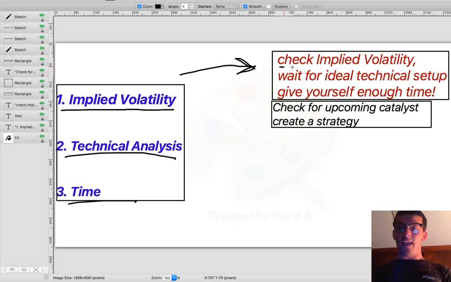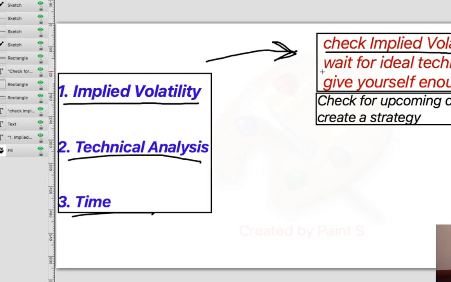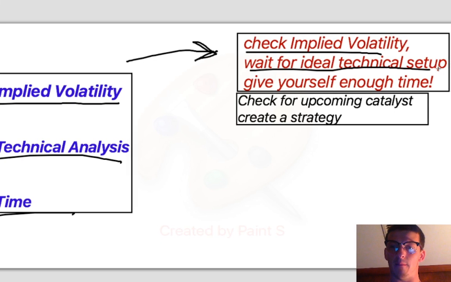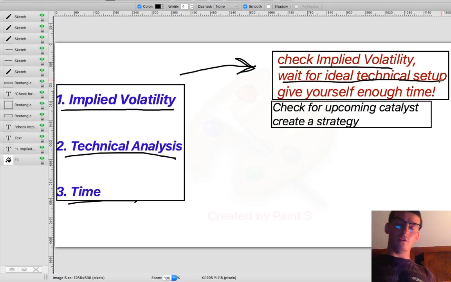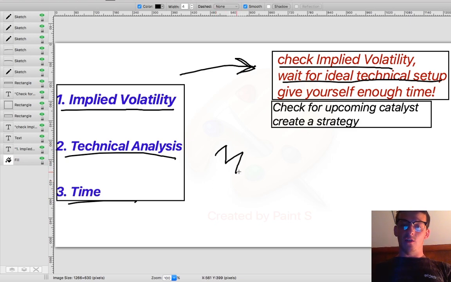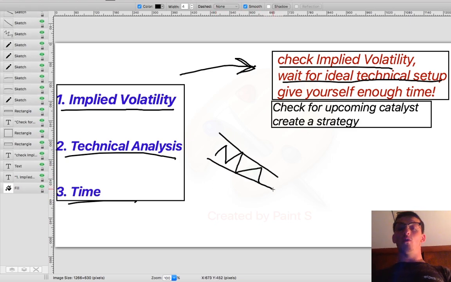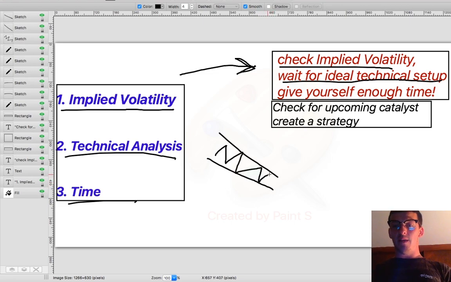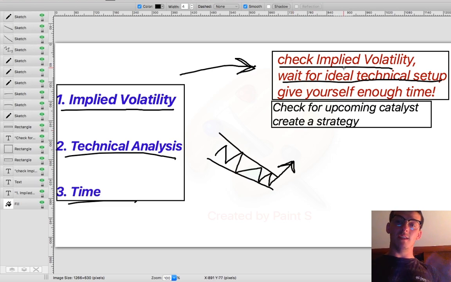Now the next thing after checking implied volatility is wait for ideal technical setup. Now this is pretty simple. This is pretty self-explanatory, right? If you see a stock doing this, it's more so bullish. Most of the time it's ping-ponging back and forth. Usually these break out to the upside and would be bullish. Therefore, if implied volatility is extremely low, contracts are cheap, you get this breakout out of the technical setup.